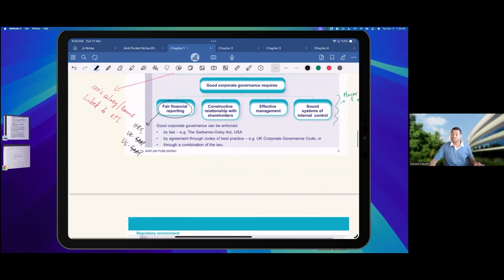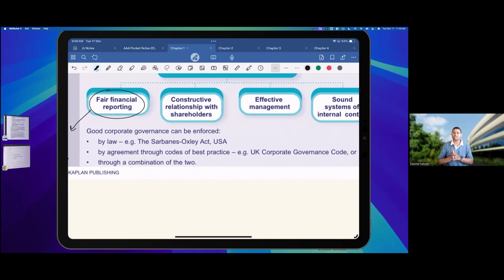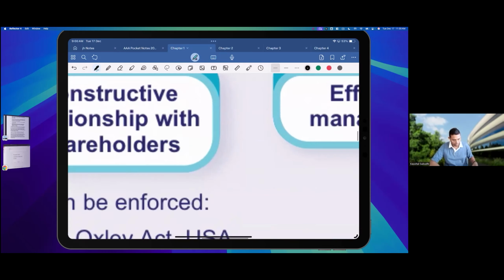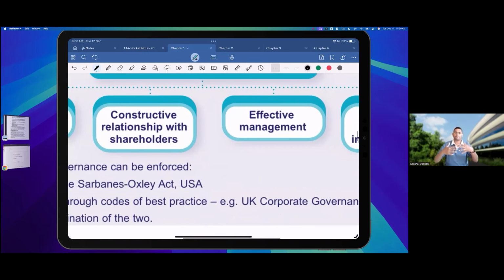There has to be a constructive relationship with the shareholders. Now, what does it mean? Constructive relationship. That means there has to be a kind of two-way communication. There has to be an open communication, right? Constructive means whatever they say, you also have to listen to it. Whatever they say, you also have to pay attention to it, right? So it's very important that you are maintaining an open communication channel, a constructive kind of open relationship with the shareholders, right?